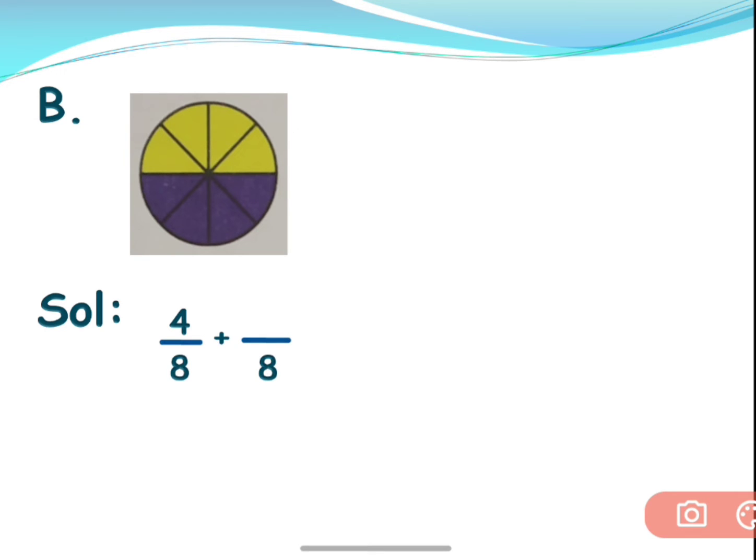And what are the remaining parts? 1 2 3, 4. 4 are there. So 4 by 8, which will give us, so as the denominators are same, they are like fractions, so we can directly add the numerators.